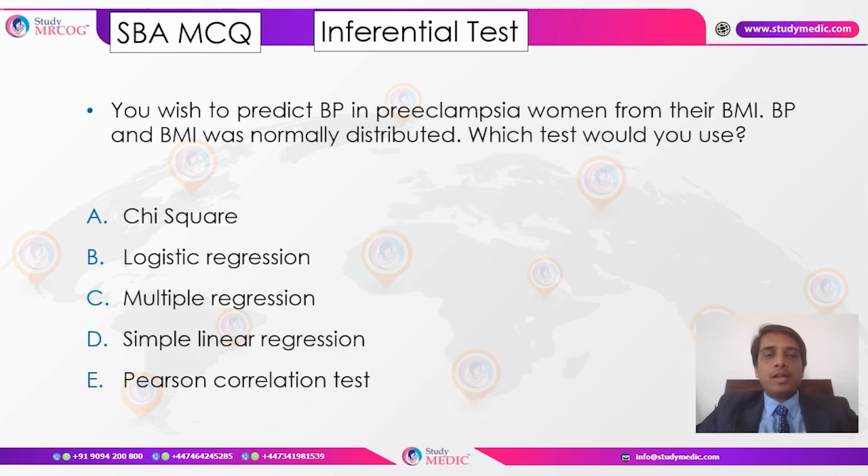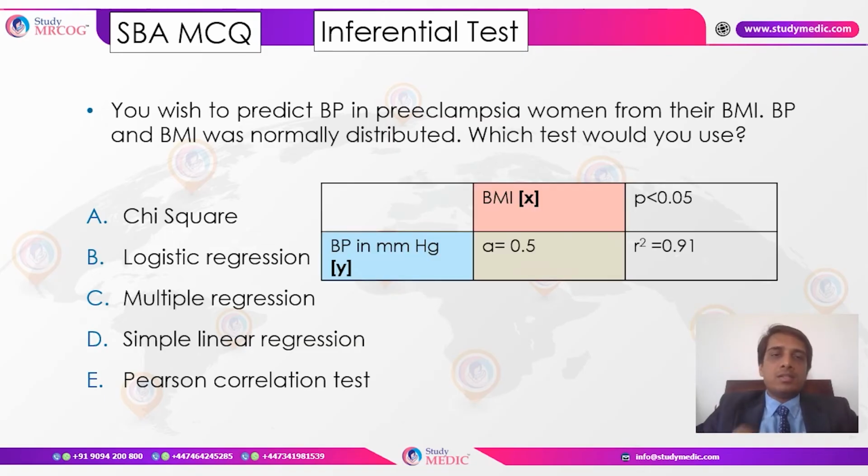Now, another example. You wish to predict BP in preeclampsia women from their BMI. That means BP and BMI are normally distributed. So what are you trying to predict here? What is the objective here? Here you are trying to predict a continuous variable, BP, from BMI, another continuous independent predictor variable.